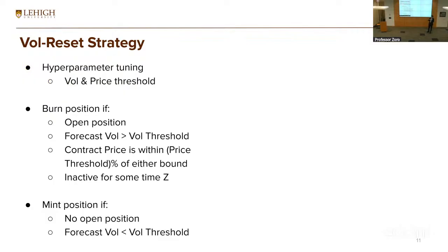So overall, I do some hyperparameter tuning. Essentially, I'm going to take 100 different values of price threshold and volatility threshold and run the simulation for all different combinations of those 100 values. I'm going to burn the position if we already have an open position and our current forecasted volatility is above the volatility threshold, or if our contract price is within price threshold percent of either bound. So if I have a price threshold of 3%, say I fall 3% below becoming active, that's when I'll burn the old position. And then I mint a new position if I currently don't have an open position and volatility is low enough that it's time for me to rebalance.